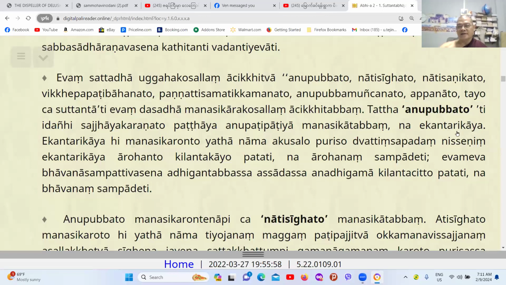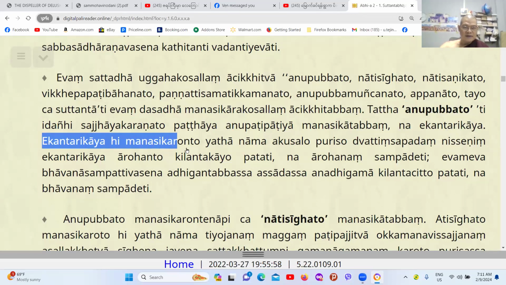Ekandrikaya, skipping the other parts of the body. So na ekandrikaya. Ekandrikaya hi manasikaro. If we reflect on these 32 parts of the body not one after another, if we reflect on one, we will skip another one. Ekandrikaya manasikaro. Just like an unskilled man, the man who is not careful. Desa nisene.